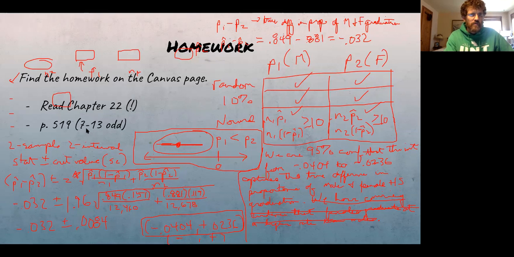Here's your homework. I will say problem 7 is more of a review of previous things, but then 9 through 13 are going to be pretty standard create confidence intervals, practice with what we're doing today. So make sure you're looking at 7 so that you can get some good practice of previous things.